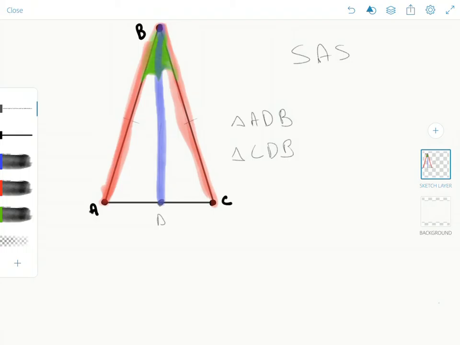And one of the things that we know about congruent triangles is that their corresponding parts are congruent. So if triangle ADB is congruent to triangle CDB, that means all their parts are congruent. This little segment here is congruent to this segment here. So AD is congruent to DC. And then this angle here will be congruent to this angle here because those are corresponding parts of two congruent triangles. So angle A is congruent to angle C, which is exactly what we were trying to show in the beginning.